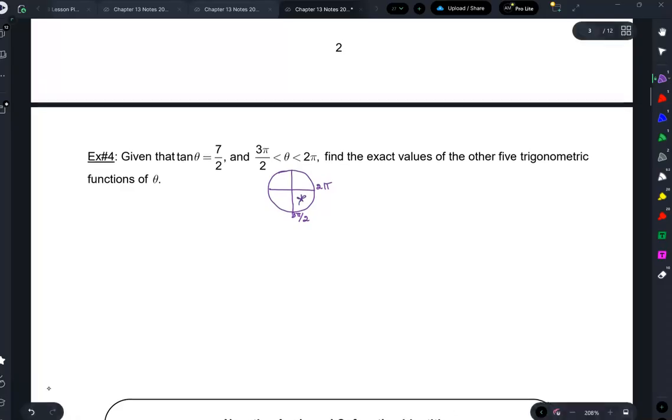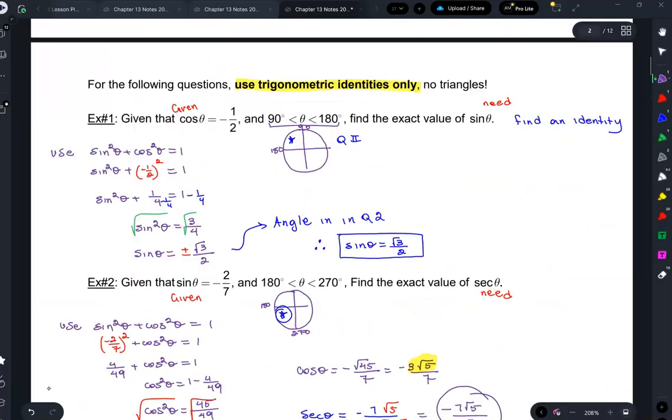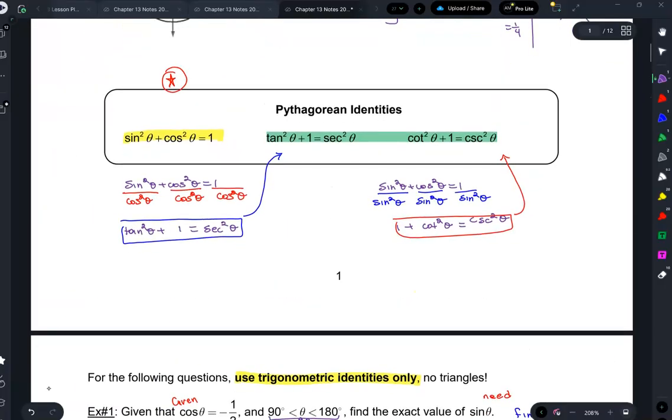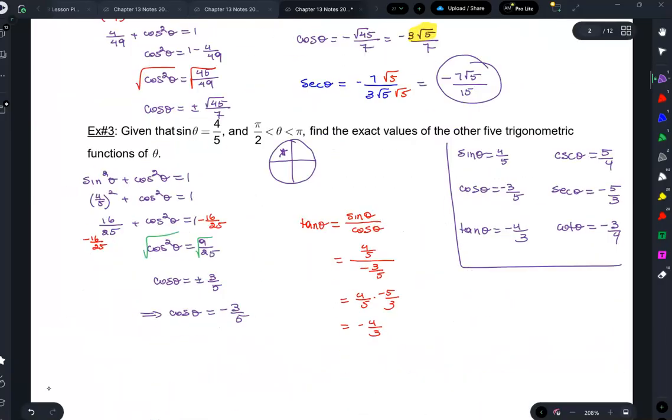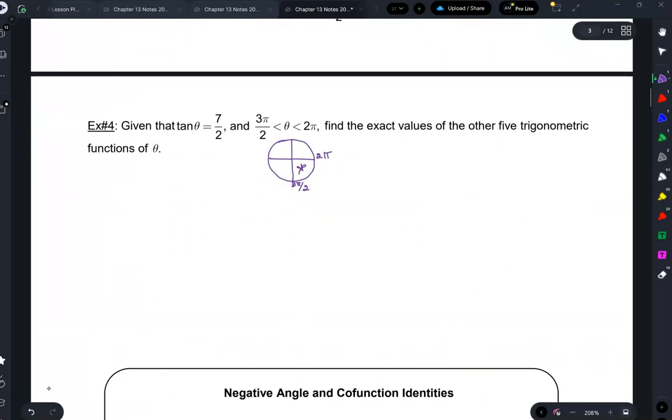You want to do the second Pythagorean identity? The one with the tangent? The first green one, the one with the tangent? Let's do it. Tangent squared theta plus 1 equals secant squared theta. All right, race you to it. Go.